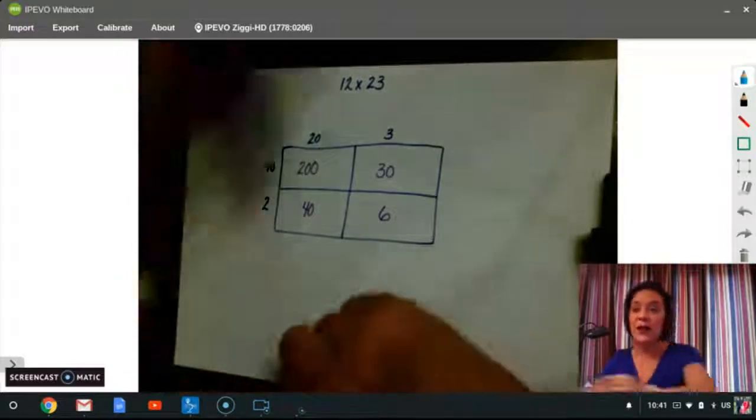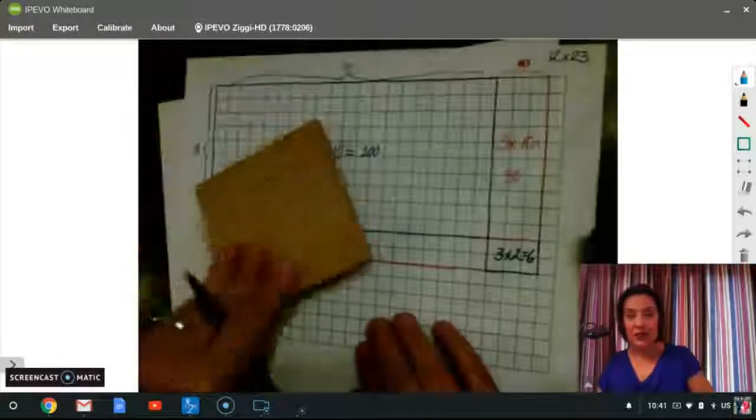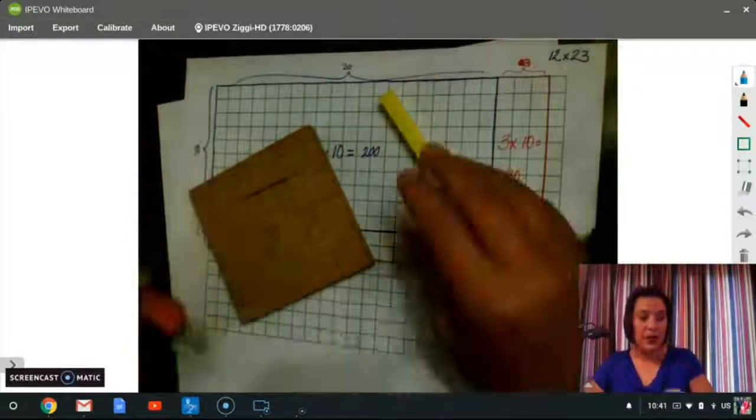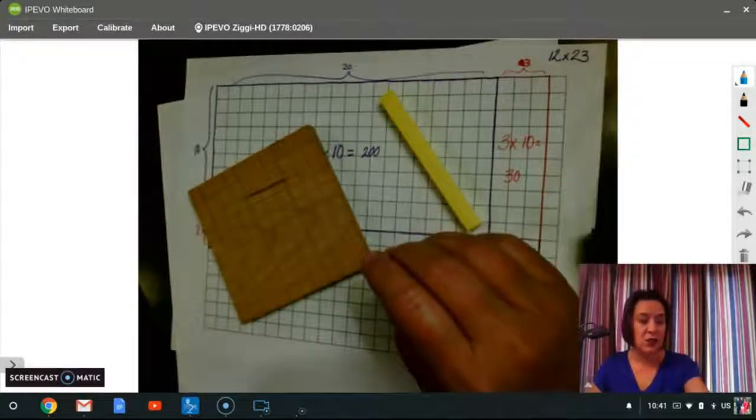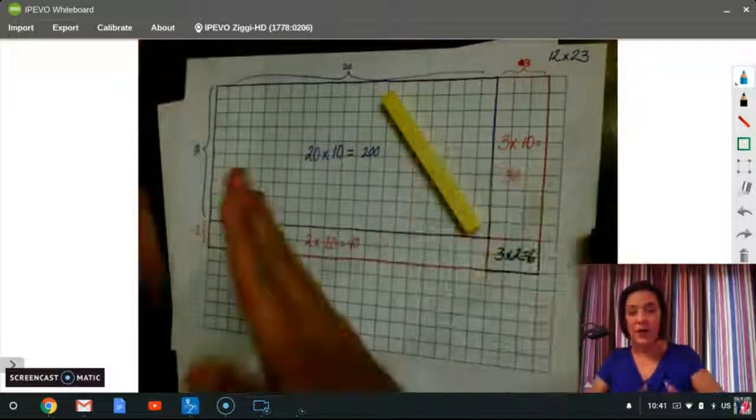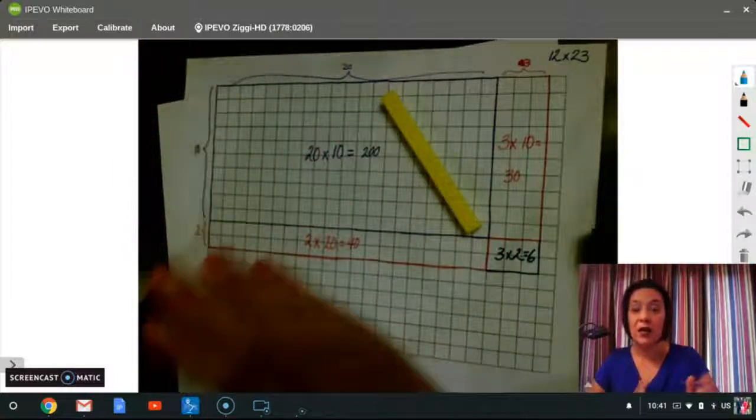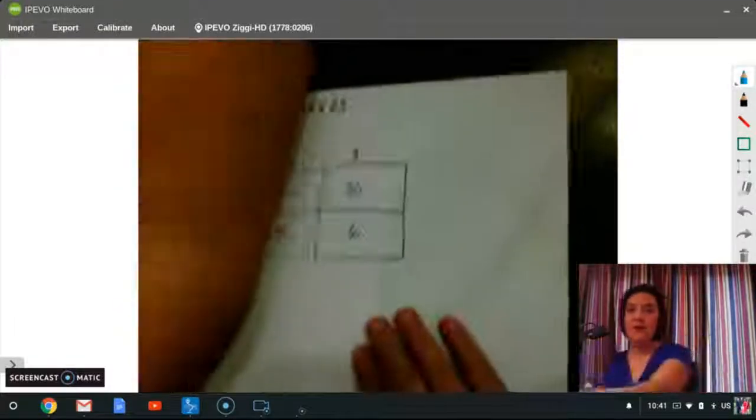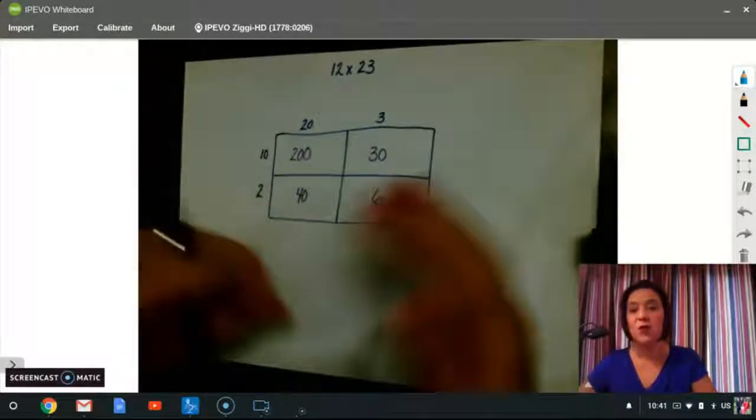So being ready to push into the next level, even within representational, you don't always have to stick with a model that looks like the manipulatives that you used. But keeping things organized visually for students, that is what's important, and helping them progress from a more concrete model to a more representational model before moving into an algorithm.